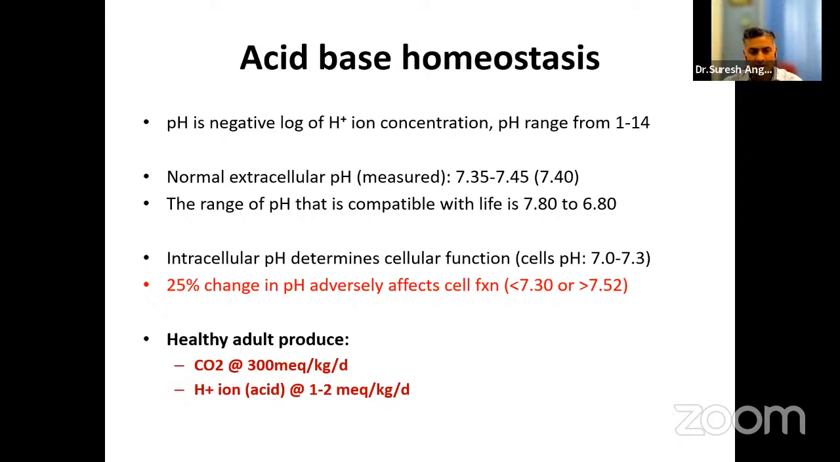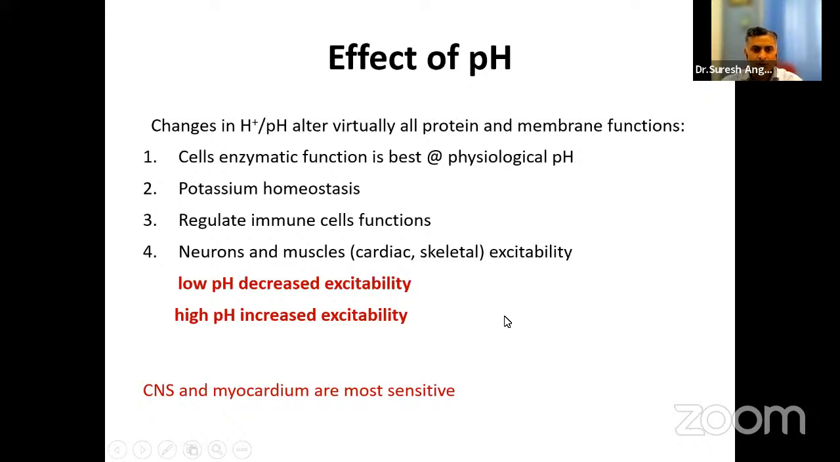And we know that a healthy adult produces around 300 millimoles per kg per day of CO2 and 2 millimoles per kg per day of hydrogen ion. This amount of CO2 and hydrogen ion is a very huge burden on the body to be eliminated. So the 2 organs, lungs and kidneys, are very important to manage this large amount of carbon dioxide and hydrogen ion.